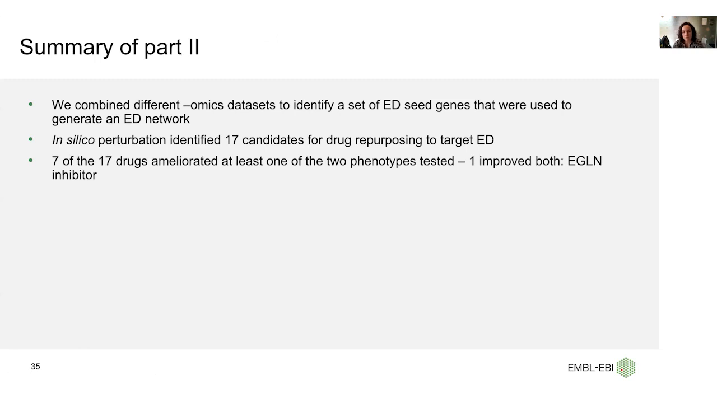And to summarize this part, I showed that we combined different omics data sets to identify a set of endothelial dysfunction genes, which we used then to create an endothelial dysfunction network. We developed an in silico perturbation approach, which identified 17 candidates for drug repurposing. And of course, there were also other genes, perhaps that were even higher ranked, that there was no drug available, and we are following those up with shRNA. And we found that 7 of the 17 drugs improved at least one of the 2 phenotypes tested, and one improved both of the phenotypes tested.